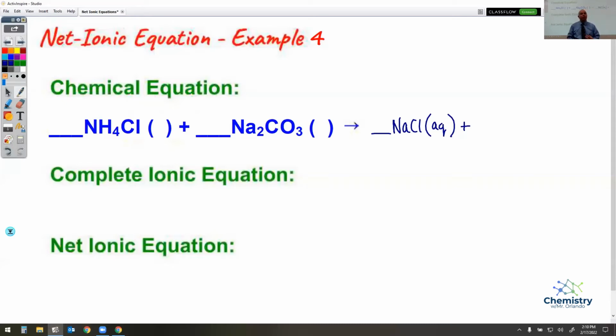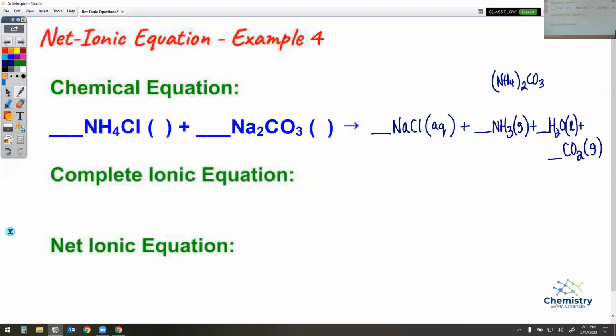Hopefully you remember that from earlier in the lesson. That's one of those products to be on the lookout for. It's an unstable product which immediately breaks down further into ammonia, carbon dioxide, and water. So first, to show you that the product initially that forms is (NH4)2CO3. This is our unstable product. It will immediately decompose into ammonia, which is a gas, plus water, which is a liquid, plus carbon dioxide, which is a gas.